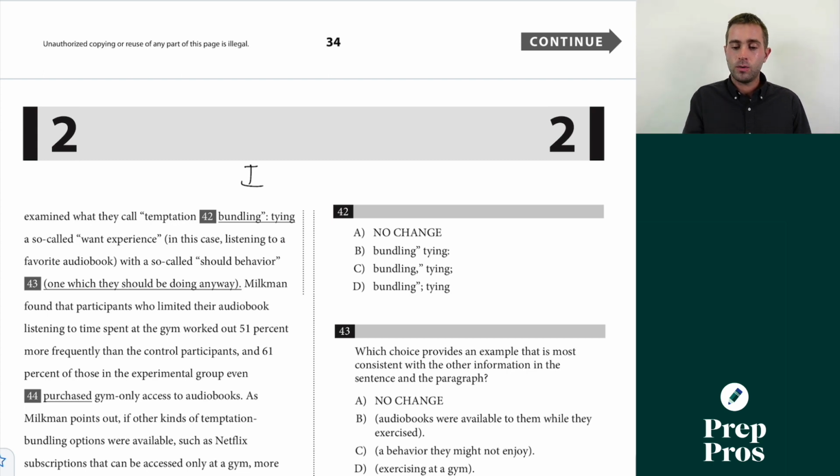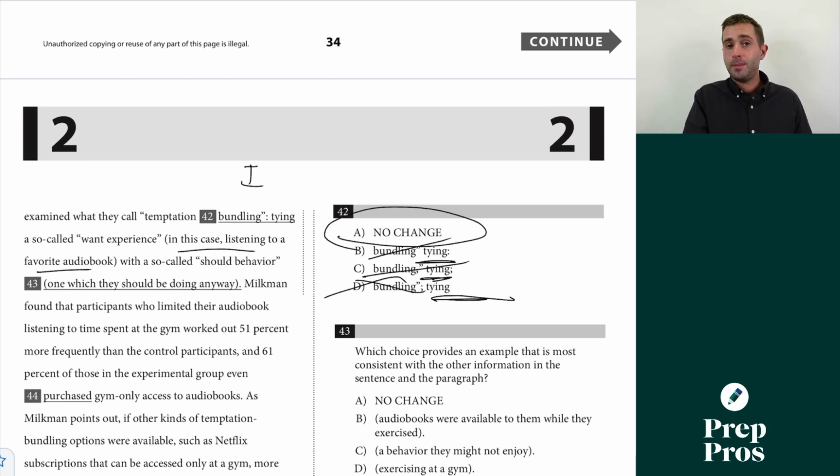So we'll just check our other ones. Now B is wrong because if we say temptation bundling, tying, we no longer have an independent clause. We can't stop reading there. Same issue with C here. We don't have an independent clause before our semicolon. D, tying a so-called want experience with a so-called should behavior, right? This part, we don't have an independent clause, so that's why D is wrong. A is right, independent followed by explanation, definition, clarification.